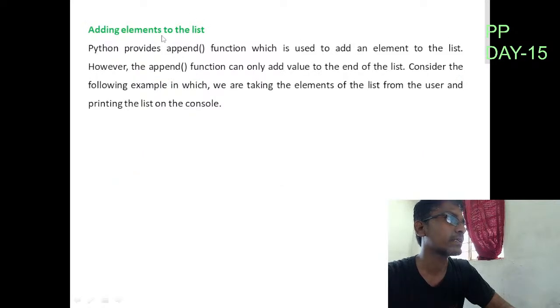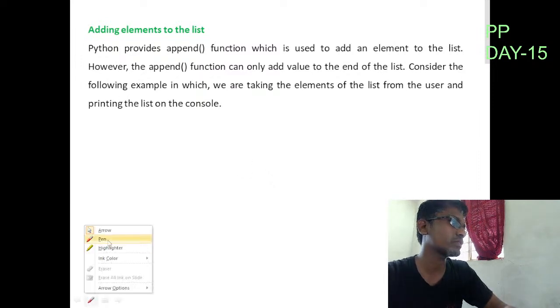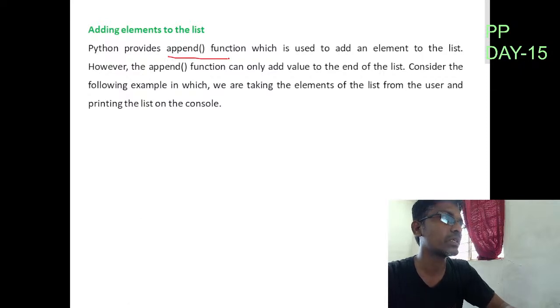Next, adding elements to the list. Why? Because a list is a mutable data type. So it is possible to add, to delete, to insert, and to append. That can be done in a list. For adding elements to the list, you have to use the append function. By using the append function, you add elements to the existing list.